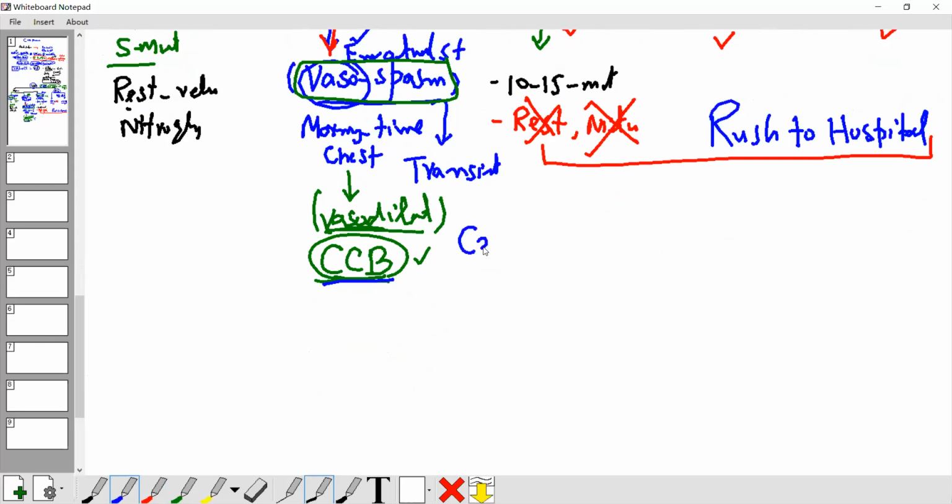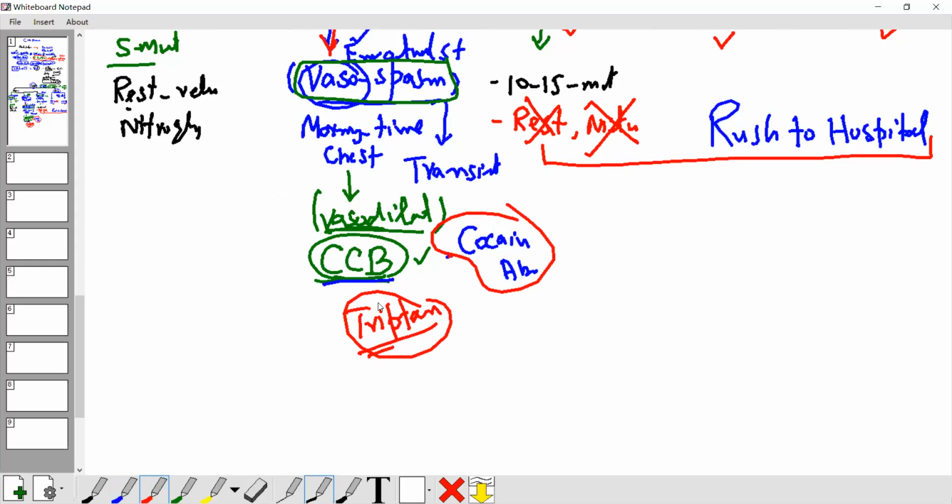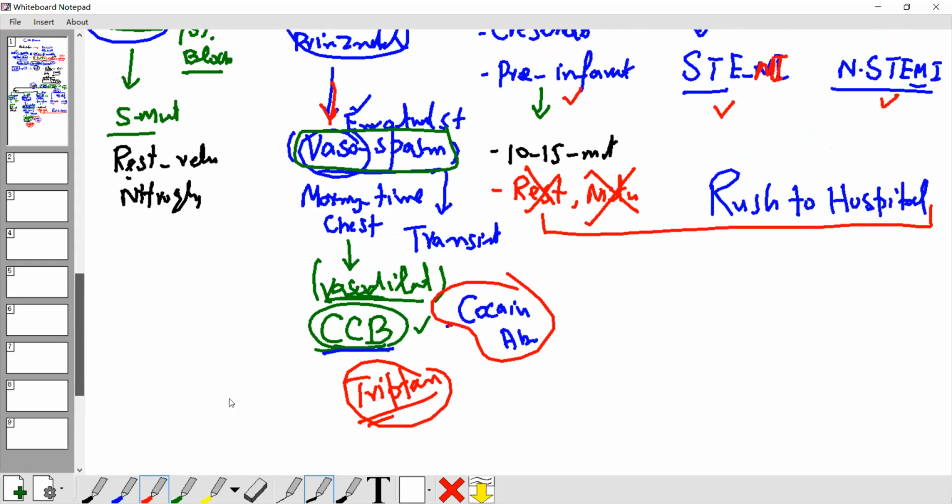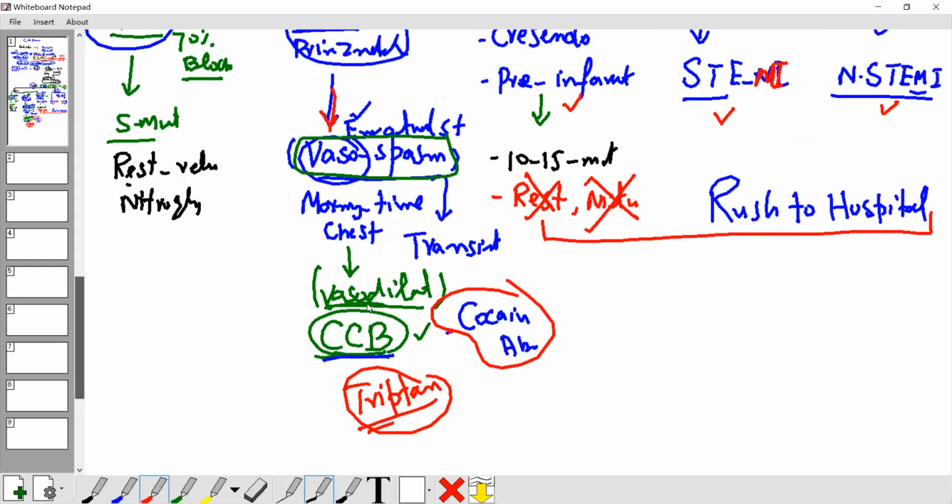Cocaine abusers. Another drug, triptans, also cause vasospasm. They are ergot derivatives. We use this drug for migraine: sumatriptan, rizatriptan. Later we will learn them in the painkiller topic. Triptans are ergot derivatives, and they also cause vasospasm. Triptan users and cocaine abusers can have Prinzmetal angina, so we need a calcium channel blocker.